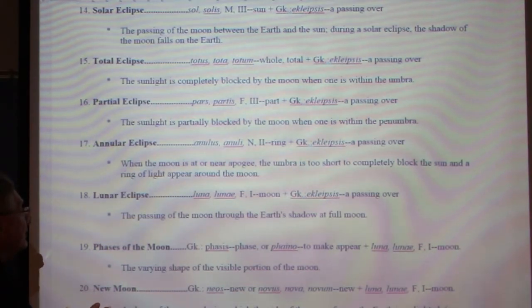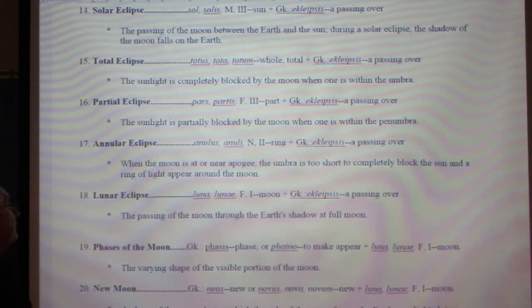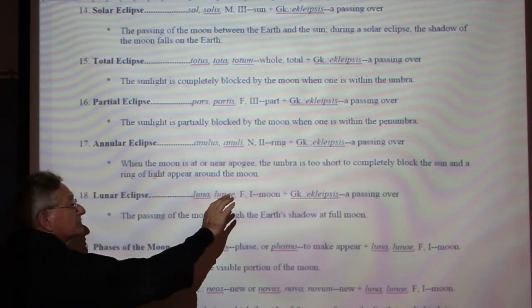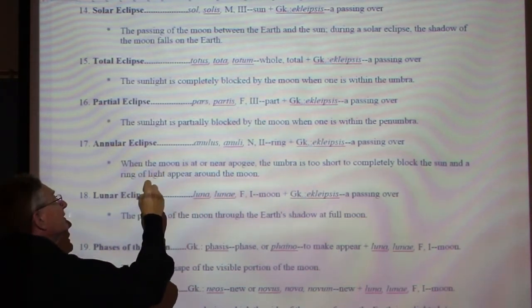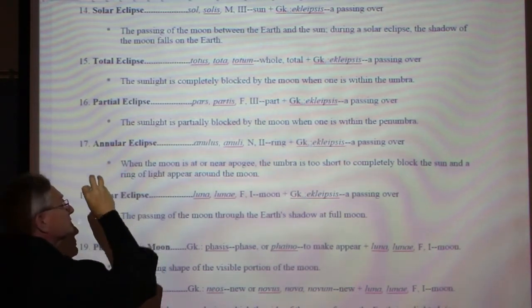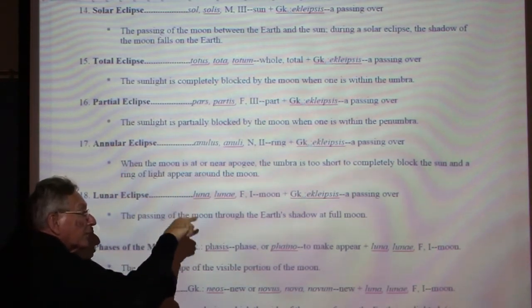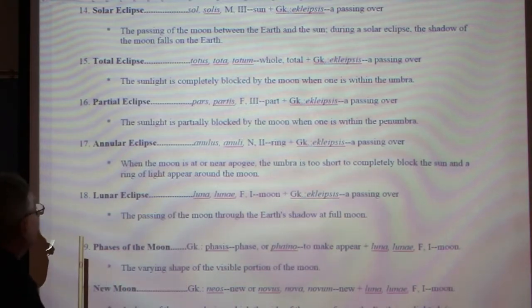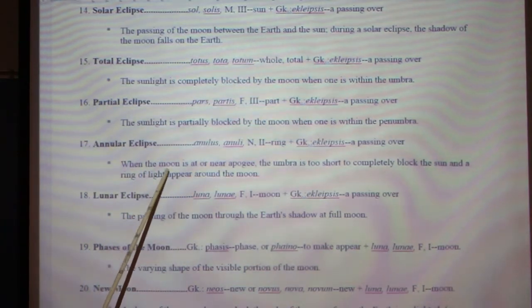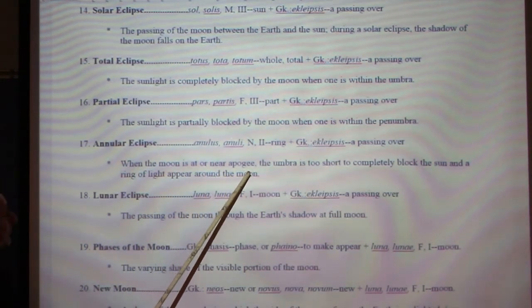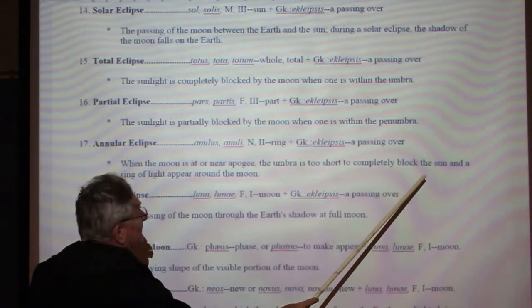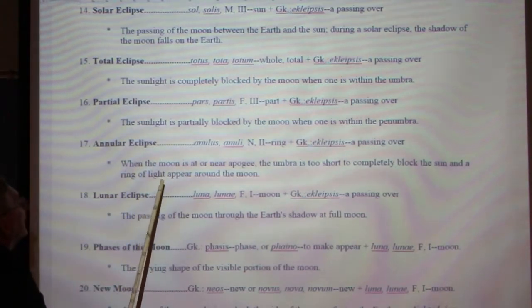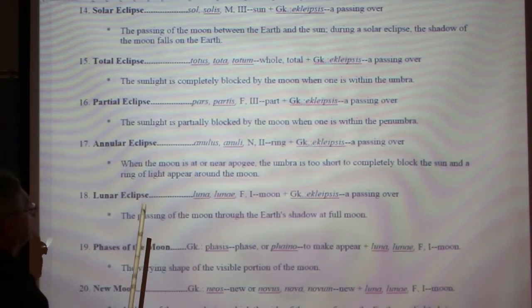Now, an annular eclipse is very unique. If the moon happens to be at apogee, it's not big enough, even in the umbra, to totally block the sun. You get a ring, and that's called an annular eclipse. When the moon is at or near apogee, the umbra is too short to completely block the sun, and a ring of light appears around the moon.